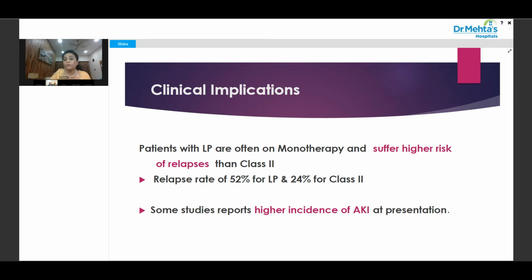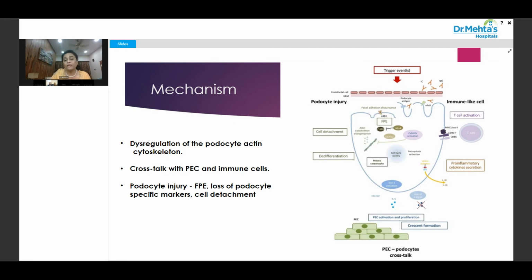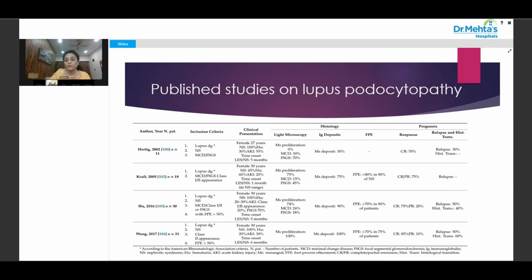Also, lupus podocytopathy patients are known to have a higher incidence of AKI. The mechanism is due to dysregulation of the podocyte actin cytoskeleton and possibly a crosstalk between parietal epithelial cells and immune cells. This results in podocyte injury, foot process effacement, loss of podocyte-specific markers, and cell detachment. These are a few published studies on lupus podocytopathy. Those interested can please go through this.